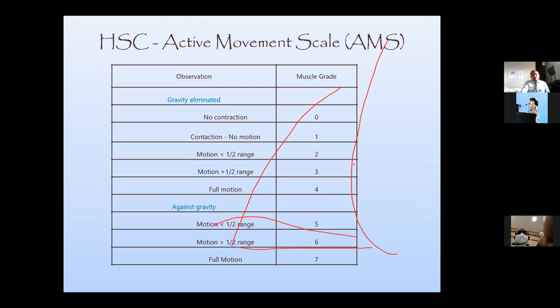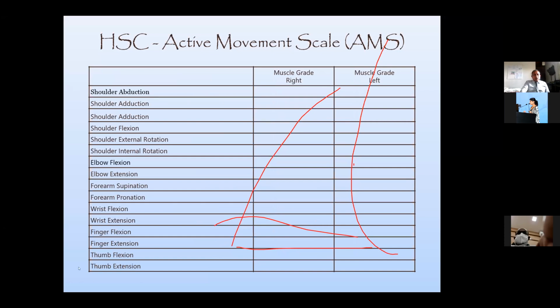And so this is the scale. If there's no contraction, it is 0, and if it's full motion, it is 7. And 1 to 4 is the gravity eliminated part. So 1 is contraction, no motion, 2 is half range, 3 is more than half range. And again, against gravity, 5 is less than half range, and more than half range is 6. So this scale is widely used now, and this is the accepted way to assess the brachial plexus birth palsy child.